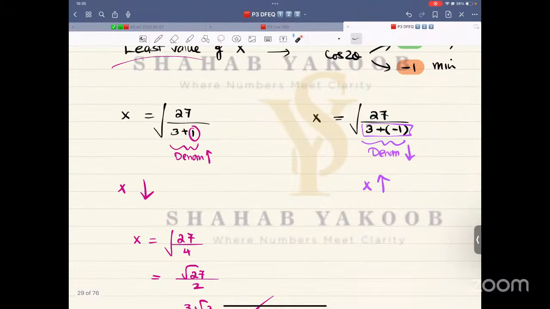If they ask for the maximum, I can use 1, I can use negative 1, but keep in mind it's in the denominator. So if the denominator is bigger, the whole fraction is smaller. So if I plug in 1, I'll get a least value. If I plug in negative 1, I'll get a greater value. So I need the least value. So that was the trick in this.